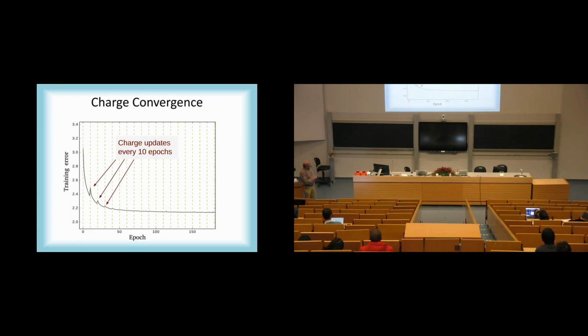Initially, this is what a learning curve will always look like. By the time you go into convergence, you're barely changing the parameters. So initially, you see the jump every 10 epochs when you redo the charges, but eventually it smooths out. So that's the computational optimization.